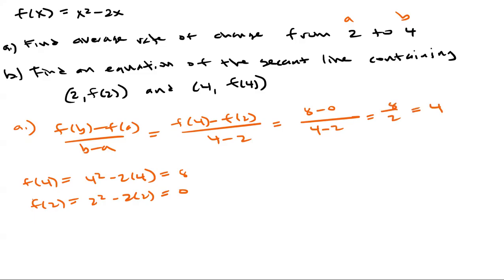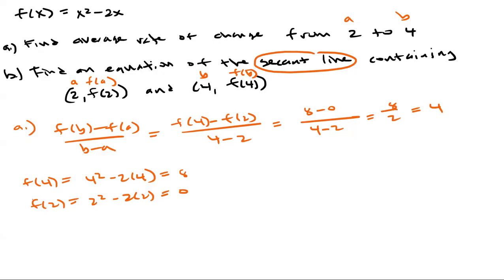Okay, all right, so now let's talk about part B. Find the equation of the secant line containing those two. So again, as you notice, this is my a, right? And here's our b. So this is going to be f of a, and this is our f of b. Okay. So first of all, let's talk about what the word secant line means.